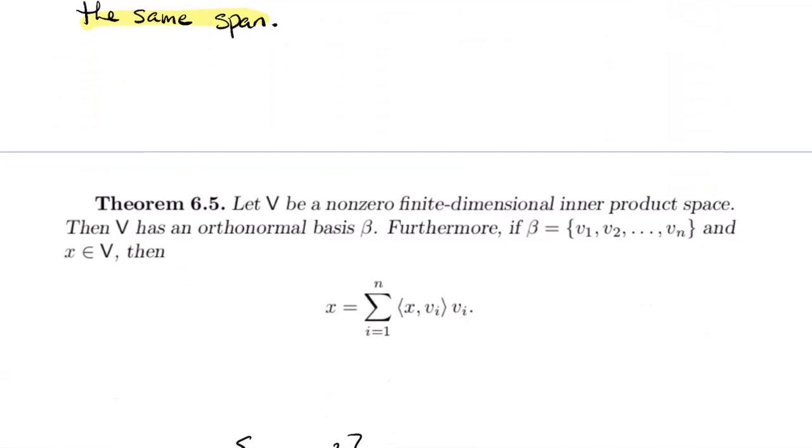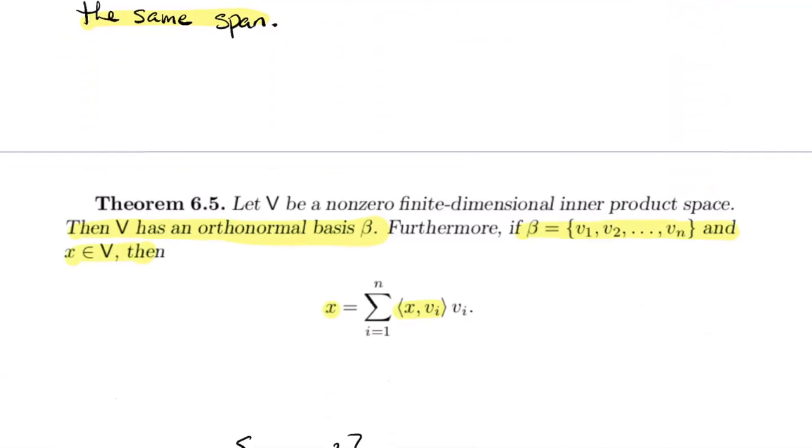So if you put all that together, if you take a non-zero finite dimensional inner product space, then that proves that it has an orthonormal basis, beta. And moreover, if you take some orthonormal basis beta, then for any x in that set, you can write x as a linear combination of the basis vectors just by taking inner products.